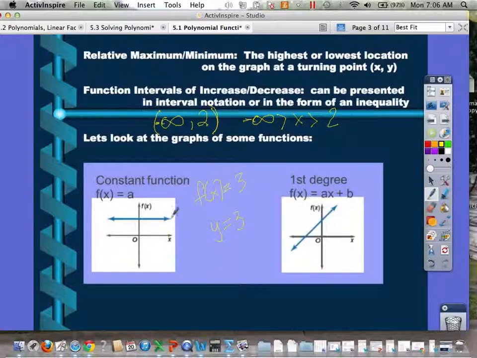Then the first degree is going to be in this kind of format, and the x in this situation has a degree of 1. So that's why it is a line, okay? It doesn't have any turns or anything like that. No max or min because it's just a line. All right? So that is a first degree.